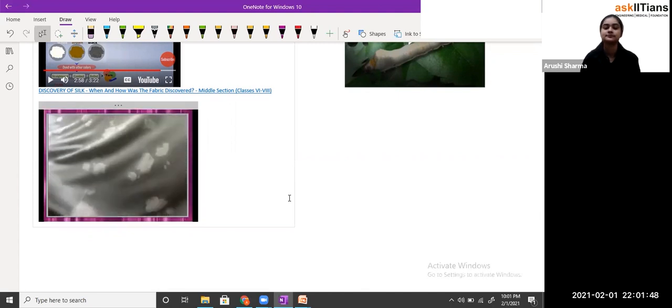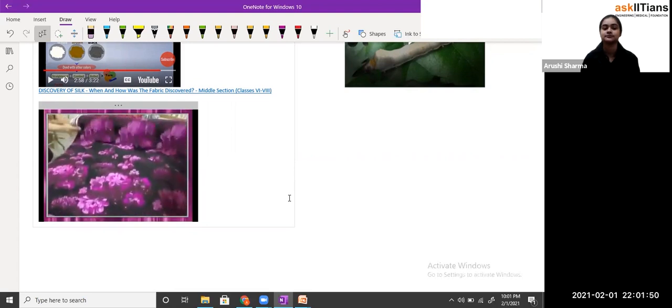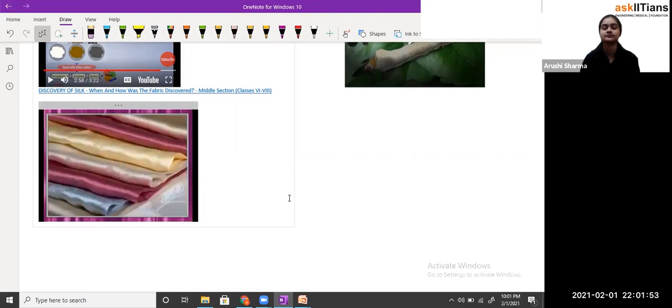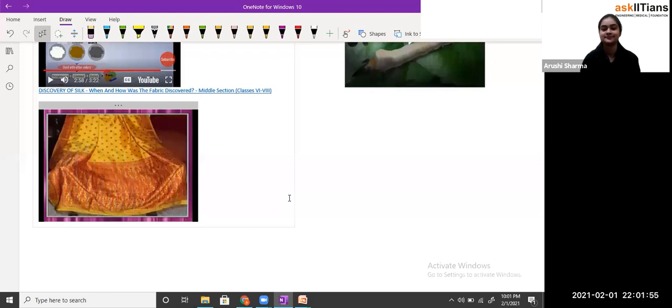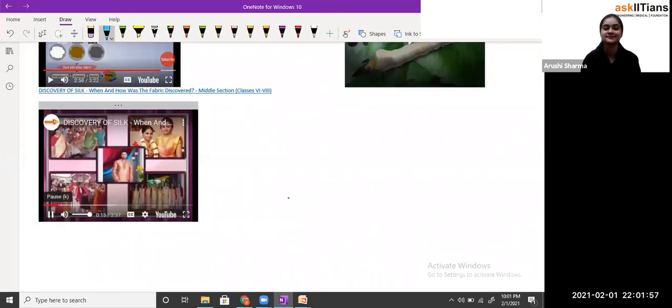Silk is one of the most prized fabrics in the world. Most people love to wear silk apparels on special and auspicious occasions.